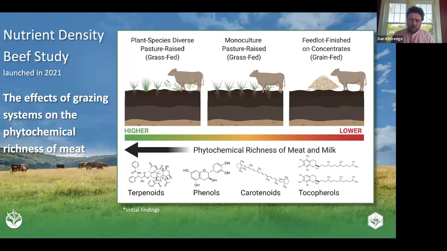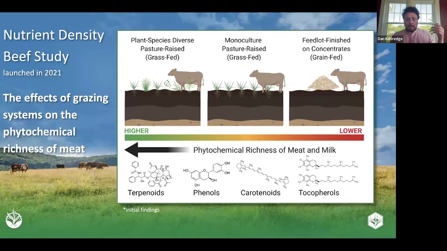So we start off with the hypothesis. The hypothesis is that the more biodiverse an ecosystem that the cow has access to when it's alive, the higher the nutritional value of the meat that it produces, and milk obviously as well. You can see the graphic there.